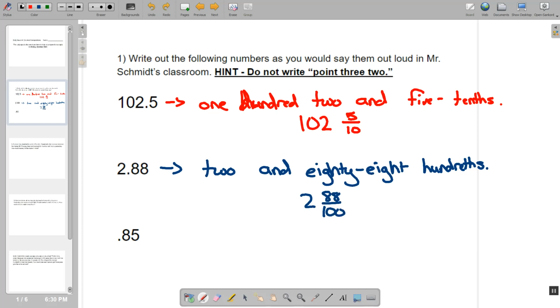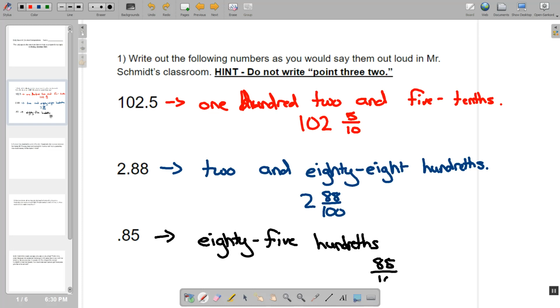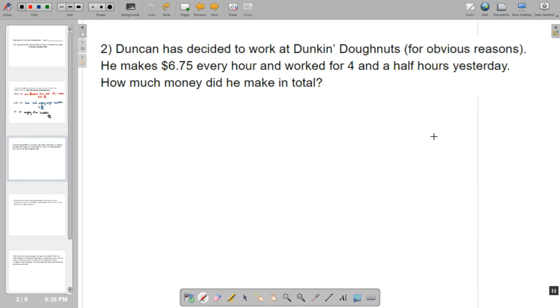For our last problem, we actually don't have a whole number, so this one is just 85 hundredths, which should be written as the decimal 0.85. There we go. Let's do our story problems.